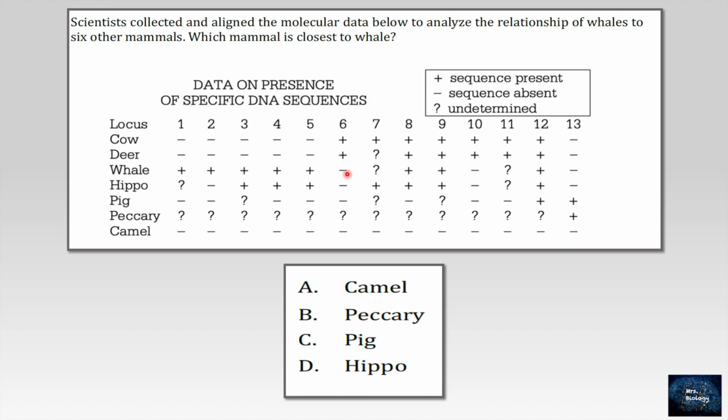Sixth sequence, it's already missed. Seventh, undetermined, moving to 8, with hippo and others. 9, with hippo and others. 10, nothing. 11, nothing. 12, with hippo and others. 13, nothing. So the closest mammal that shared many traits, I think it's hippo. So the right answer here is D.